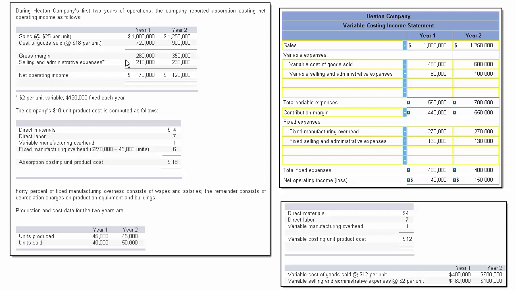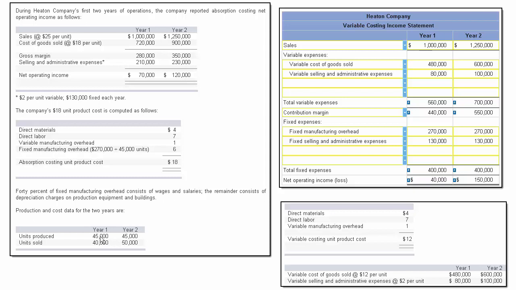$210 and $230. So one of the questions we want to understand is why is cost of goods sold $18? Well, they tell us that it was direct materials of $4, then $7 for direct labor, then variable manufacturing overhead of $1, and $6 of fixed manufacturing overhead. And they tell us they had $270,000 and they sold 45,000 units, and that's what they're using as their basis for their absorption costing product cost, which totals 18 bucks. They also let us know that 40% of fixed manufacturing overhead consists of wages and salaries, and the remainder is depreciation charges.